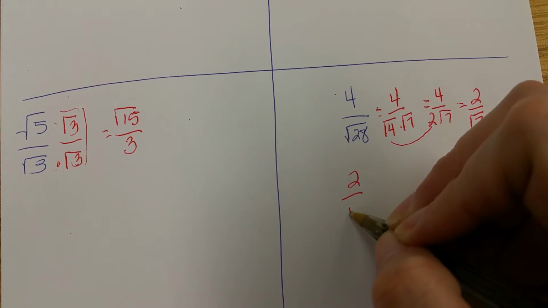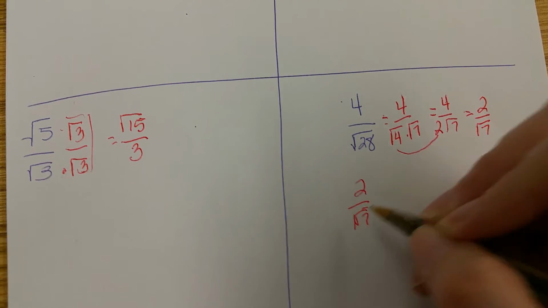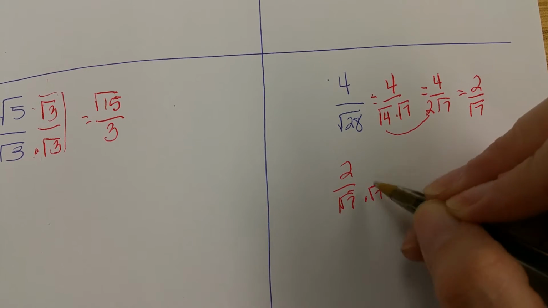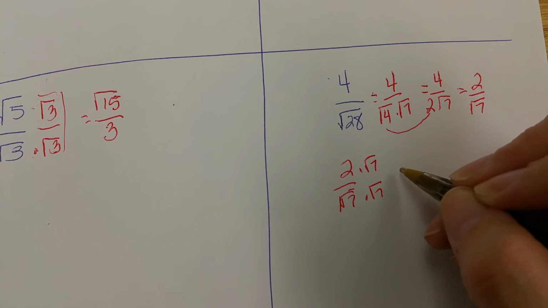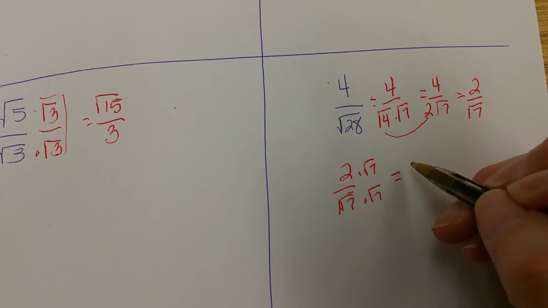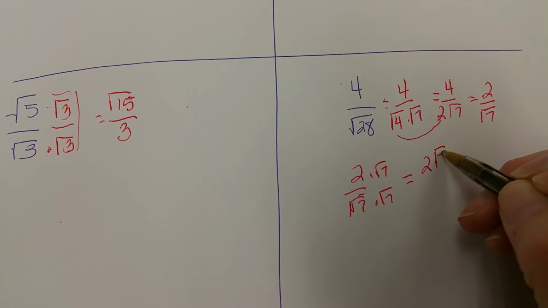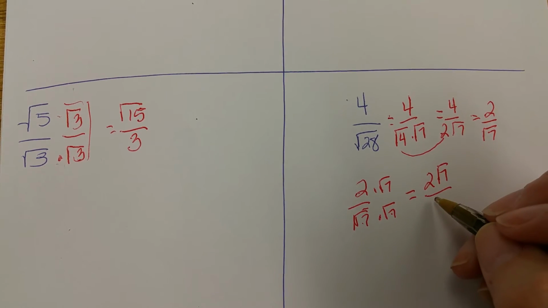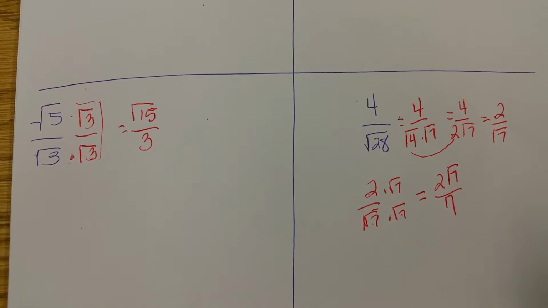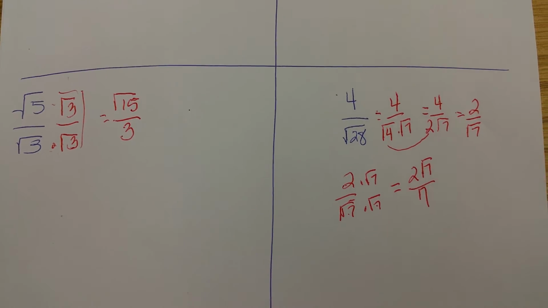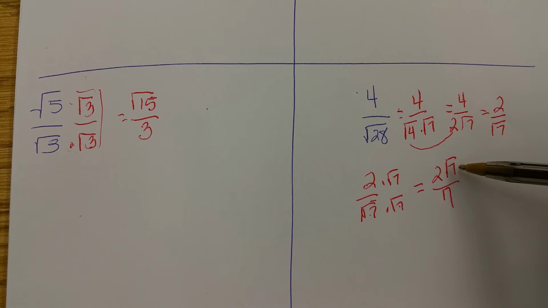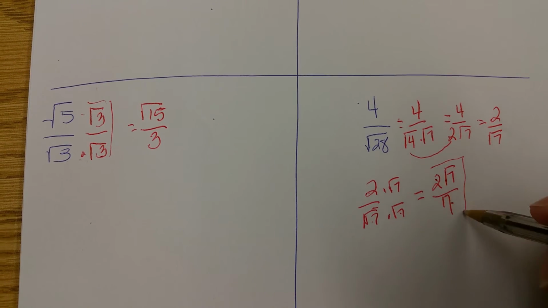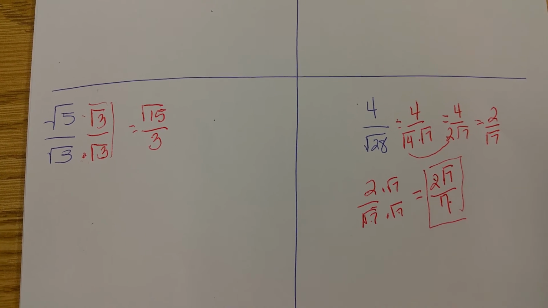So I'm going to go down here, 2 over the square root of 7, excuse me. So I've got to multiply by the square root of 7 over the square root of 7. So what I get here is 2 square roots of 7 on the top, and the square root of 7 times the square root of 7, which is just a plain old 7 on the bottom. And I can't reduce that any further. The square root of 7 up here on the top is as small as it will get, and I don't have any radicals in the denominator, so this is a perfectly acceptable answer to that problem.